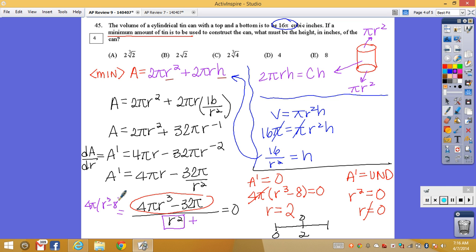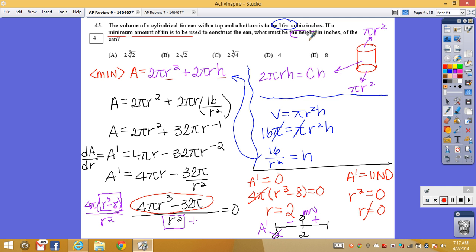R cubed minus 8. And I could actually factor that a little bit more. This piece is a difference of cubes, but I'm not going to worry about that because I can substitute in 1. This would be negative, and then I could substitute in 3, which would make it positive, so I'm guaranteed that this is a minimum. I don't worry about 0 because I can't use 0, and I can't use any negative values over here. This was the A prime's sign chart, and then the last step is answer the actual question.